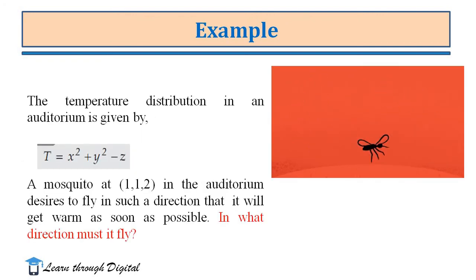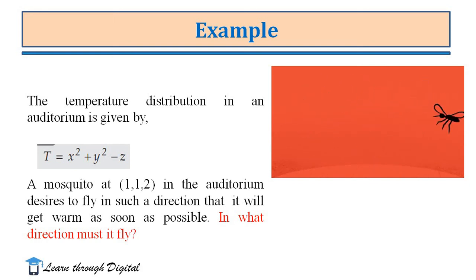We are going to find the gradient of a scalar with one numerical example. We consider the temperature distribution in an auditorium given by T is equal to x square plus y square minus z. A mosquito at (1, 1, 2) in the auditorium desires to fly in such a direction that it will get warm as soon as possible. In which direction must it fly?